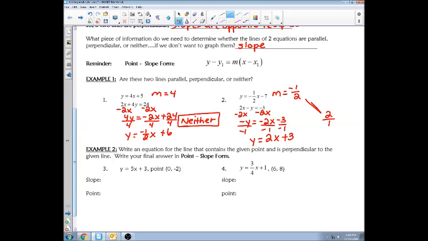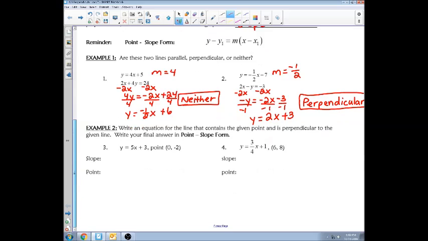So let's compare these two. Are they opposite reciprocals? Yes, they are. So this would be perpendicular. That would be a perpendicular line. All right.